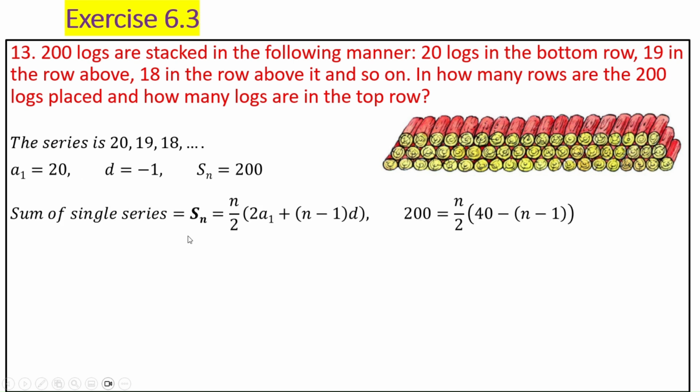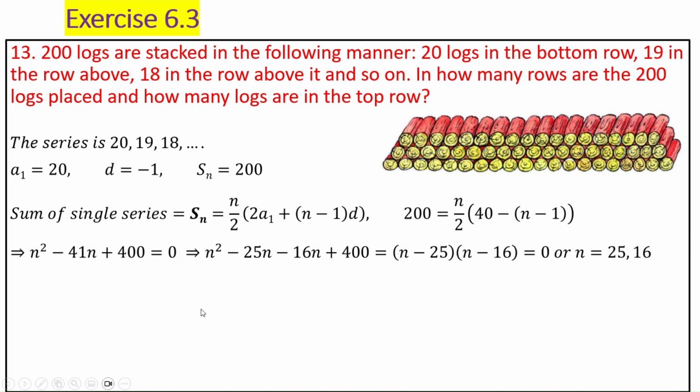If you substitute all the known values in the Sn equation, you get a quadratic equation, that is n square minus 41n plus 400 equals 0. If you factorize and simplify, you get n equal to 25 and 16. Both are positive integers, so let's take both cases.